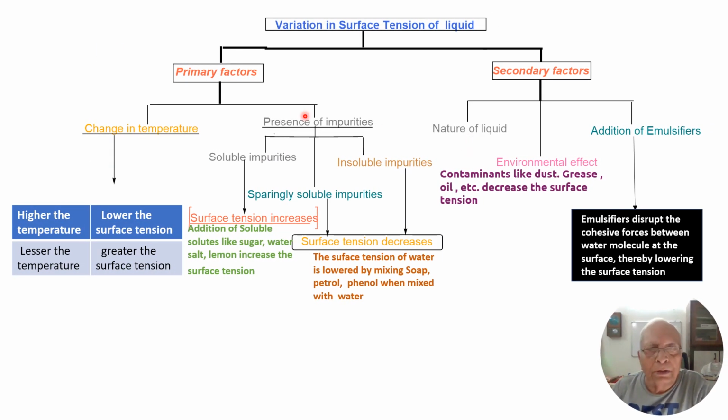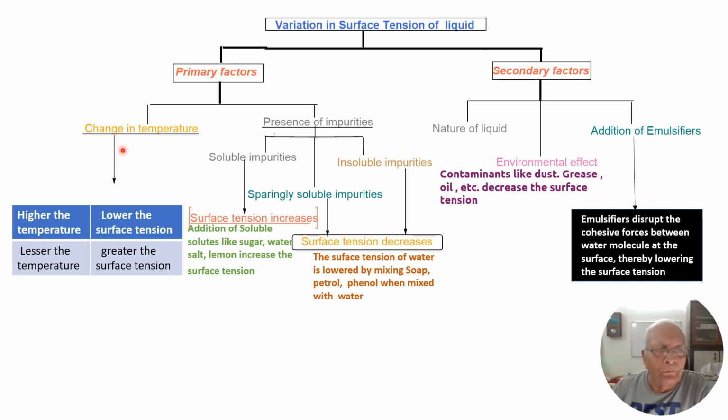Here is a chart which shows the variation in surface tension of a liquid. There are certain primary factors as well as secondary factors. Now let us see what are the primary factors and what are the secondary factors. These affect the surface tension of a liquid.